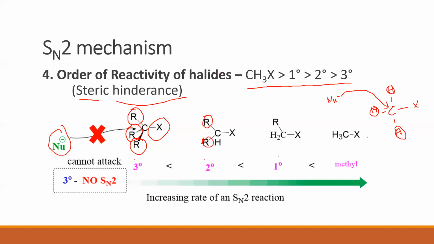Whereas in the case of CH3X, the space is more. Why is the space more? Because the three atoms are hydrogen and a hydrogen atom is small, which gives enough space for the nucleophile to go and attack the carbon. You got that? So, a very important order of reactivity. It follows this order: CH3X is more reactive than primary, more reactive than secondary, more reactive than tertiary, because of steric hindrance.